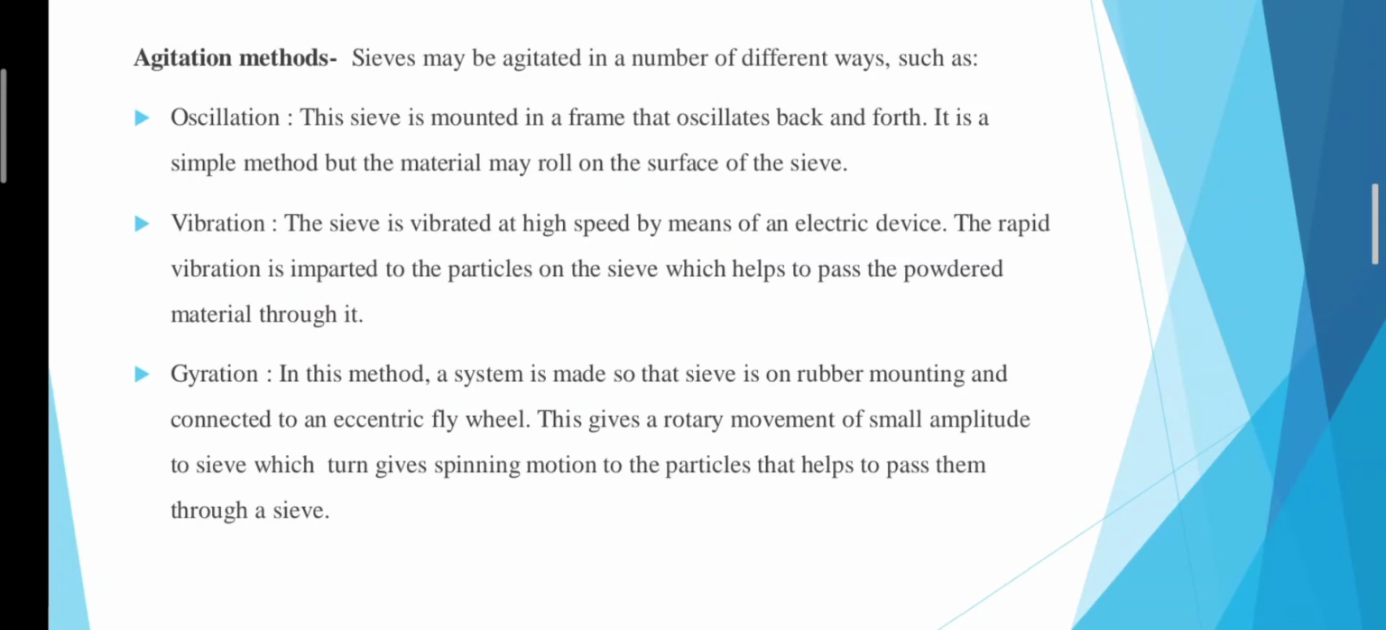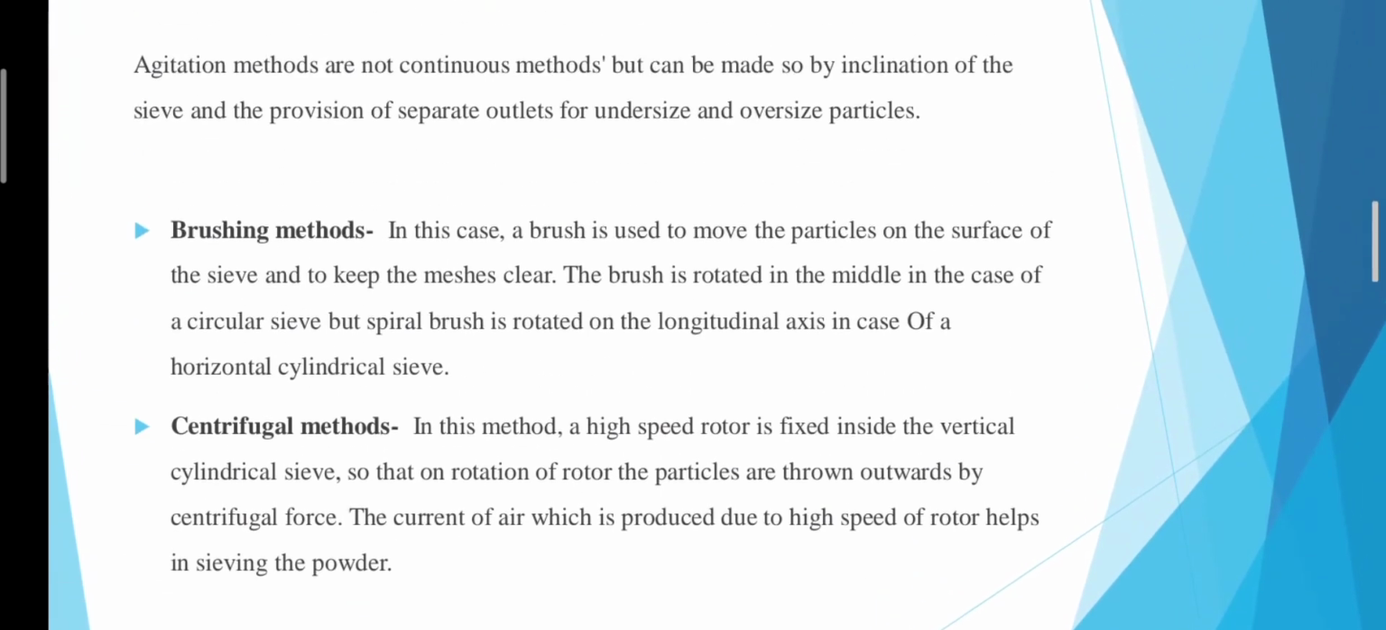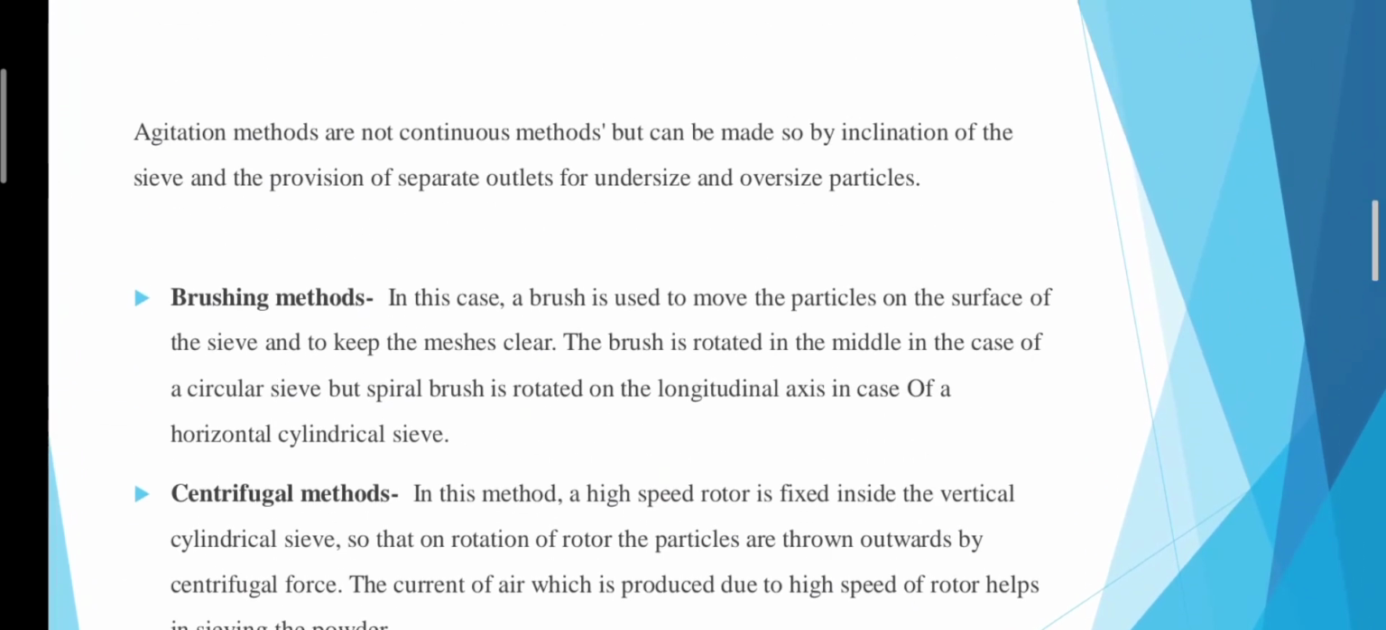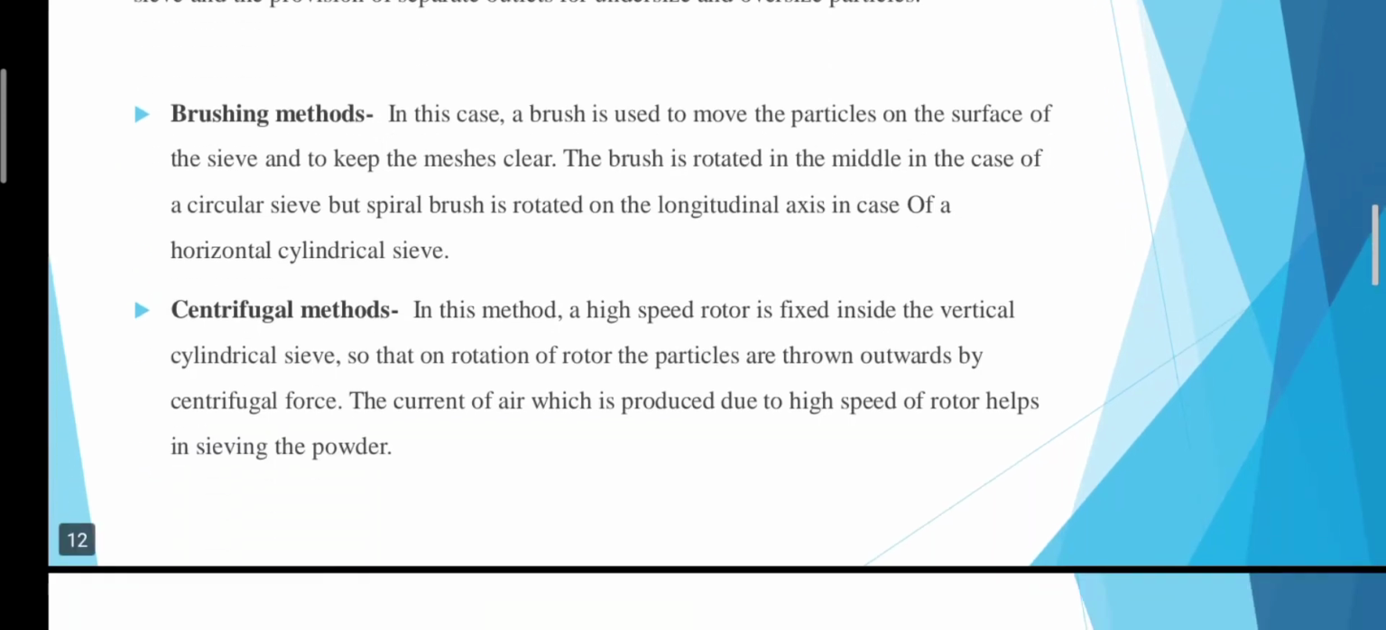These are the gyration. Let's see, agitation means a sieve attached to an electric device, and the sieve moves forth and back. According to the movement of the sieves, our particles are separated out according to their sizes or mesh sizes: oscillation, vibration, etc. Agitation methods are not continuous methods but can be made so by inclination of the sieve and the provision of separate outlets for undersized and oversized particles.